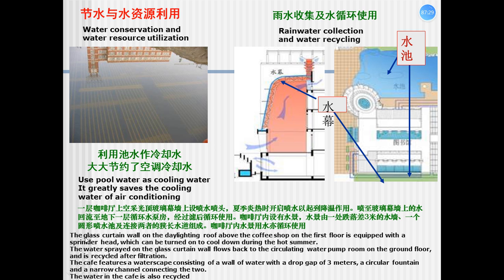For example, the glass curtain wall on the daylighting roof above the coffee shop on the first floor is equipped with a sprinkler head, which can be turned on to cool down during the hot summer. The water sprayed on the glass curtain wall flows back to the circulating water pump room on the ground floor and is recycled after filtration.